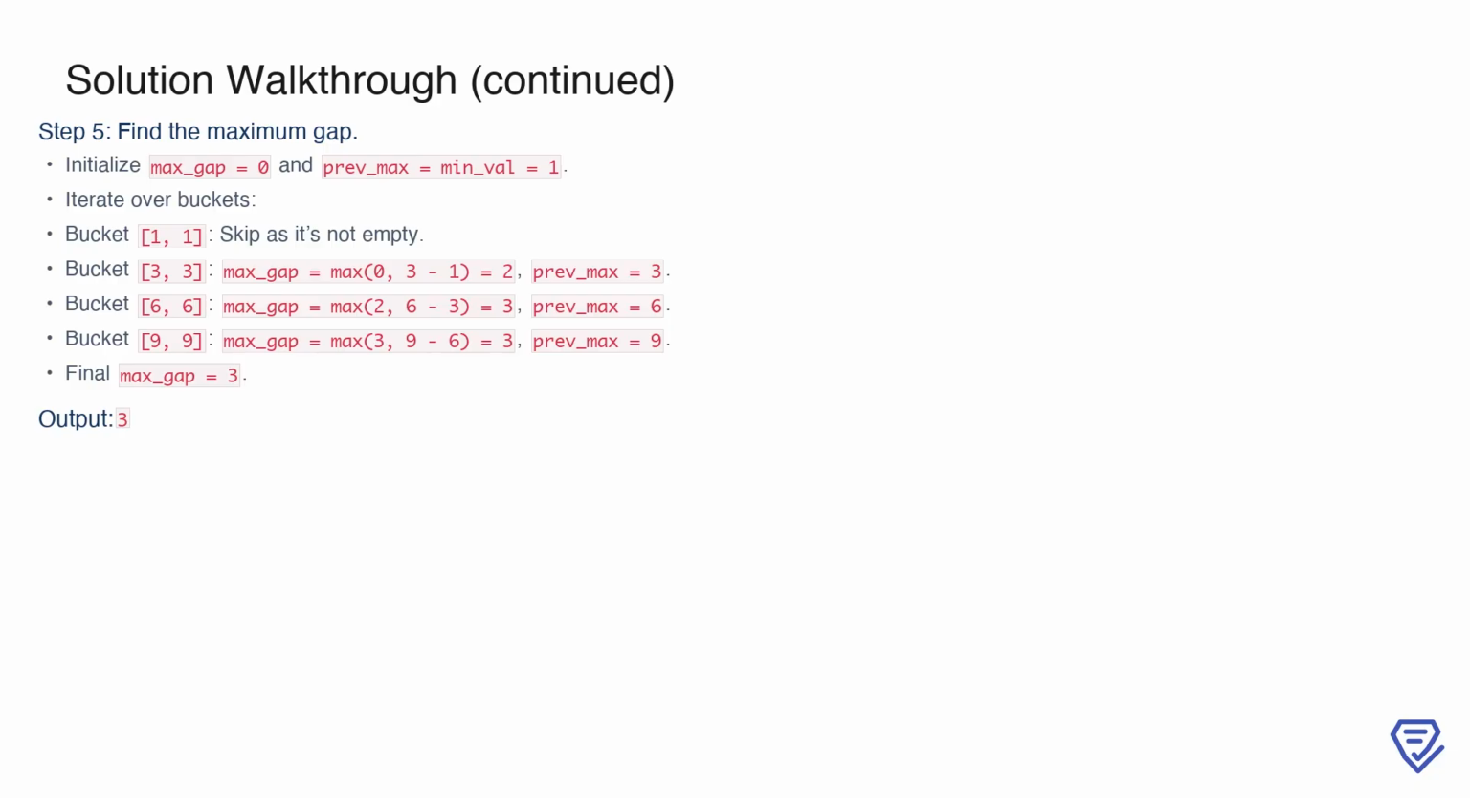The third bucket, [6, 6], gives a gap of 6 - 3 equals 3, further updating max_gap to 3, and prev_max is now 6. Finally, the fourth bucket, [9, 9], results in a gap of 9 - 6 equals 3, but max_gap remains 3 as the gap is not larger. After iterating through all the buckets, the final maximum gap is determined to be 3.